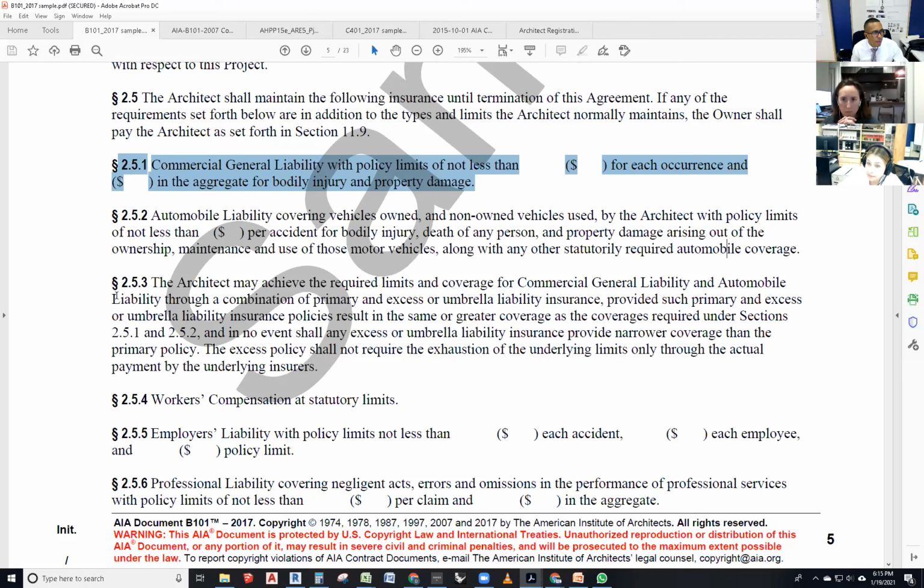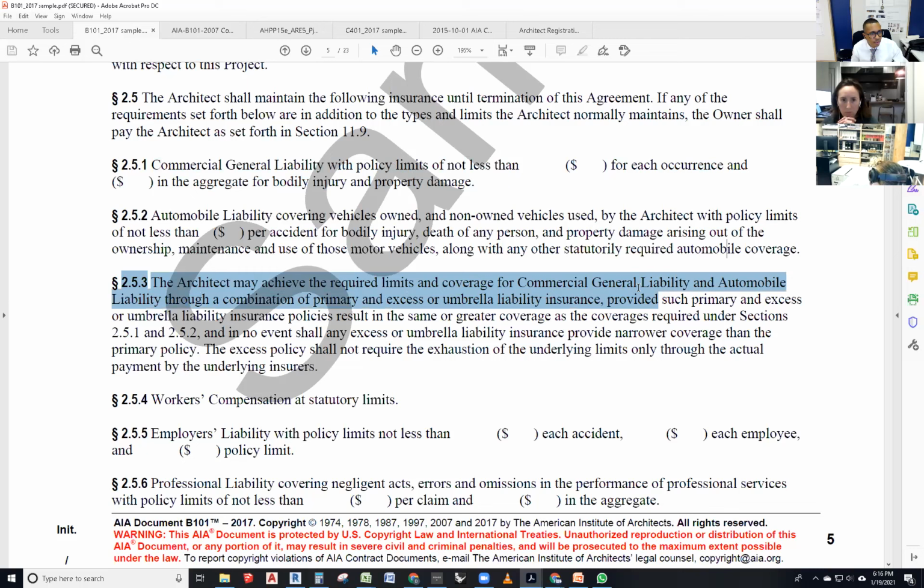So then section 2.5.3: the architect may achieve the required limits and coverage for commercial general liability and automobile liability through a combination of primary and excess or umbrella liability insurance. Umbrella is an extra that you pay for to cover you, and maybe the limits that you normally have aren't really covered in here. So you've got to get that umbrella in excess to be able to achieve that. Technically, what it's saying is you're getting a third insurance to help you supplement insurance 1 and 2.